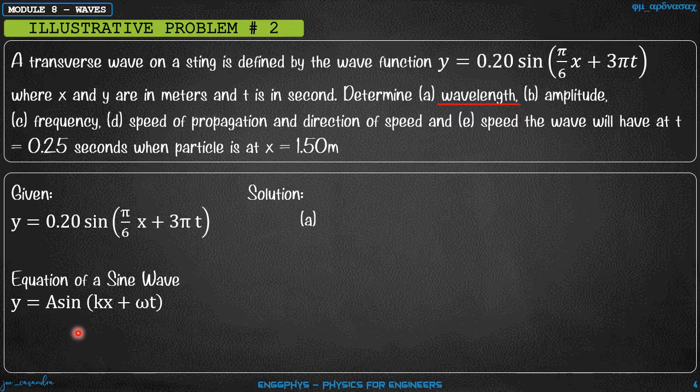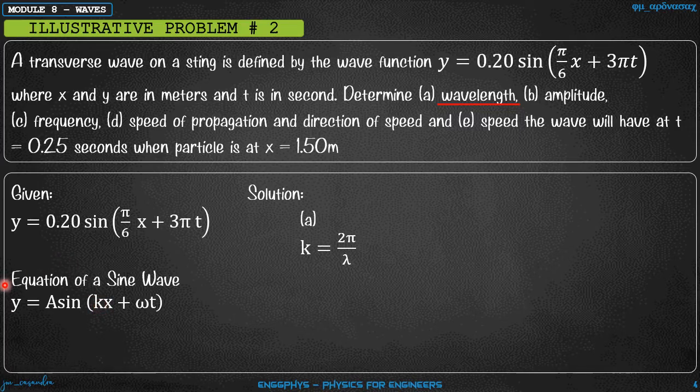The wavelength is lambda. So where can we get the lambda? There is no lambda in our equation. So remember that k is equal to 2 pi divided by the wavelength. In order to solve for the wavelength, we have to determine k first. So where are we going to get the k? The k will be taken from our equation.